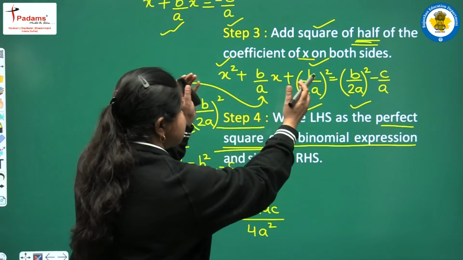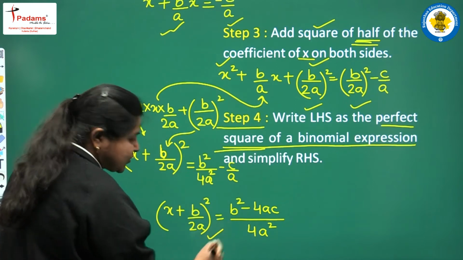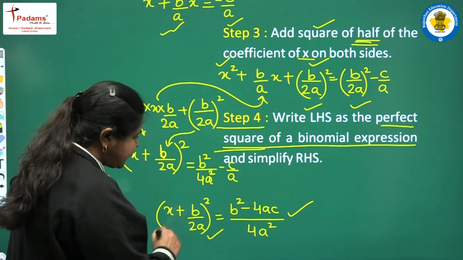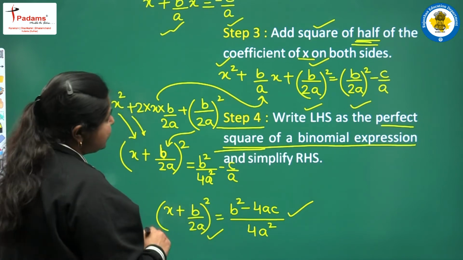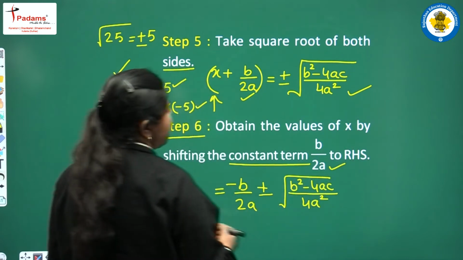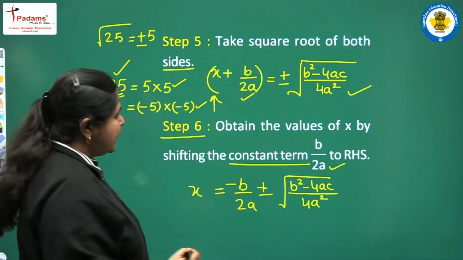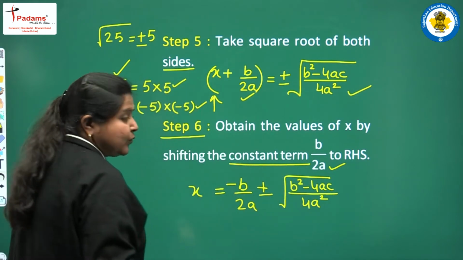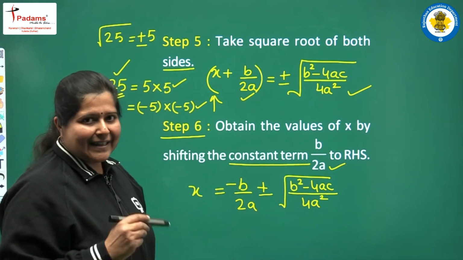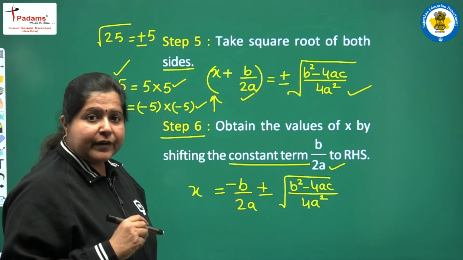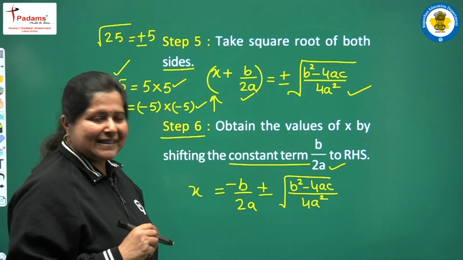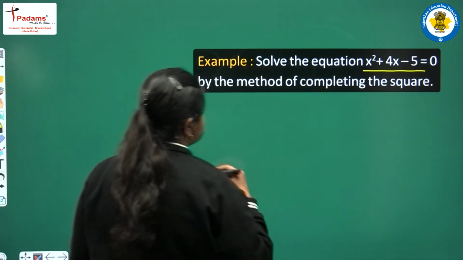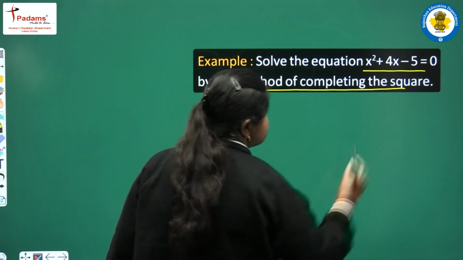Then from this expression in the LHS, we will get one perfect square, and then we will be simplifying the RHS, and then take the square root on both sides, and then we will get this expression, and with this equation. From here, take this constant to the RHS, and then this is the expression which will be giving us the values of x. Now we take one example with the help of which we will understand this method much better. This is the example. Solve the equation x square plus 4x minus 5 equal to 0 by the method of completing the square.